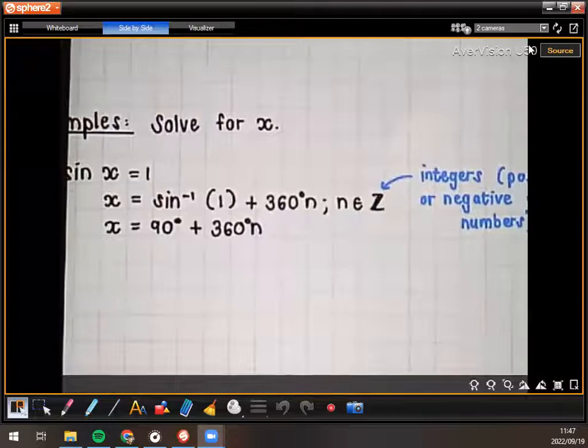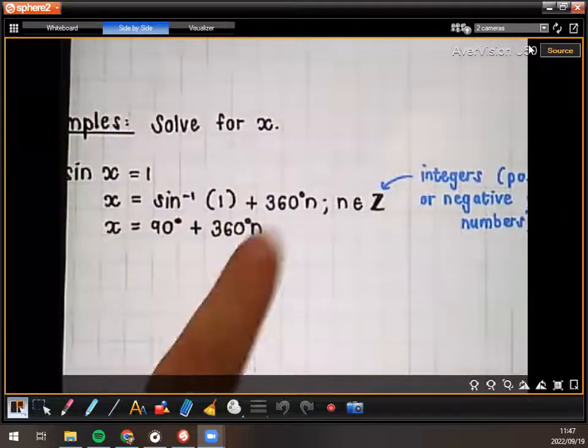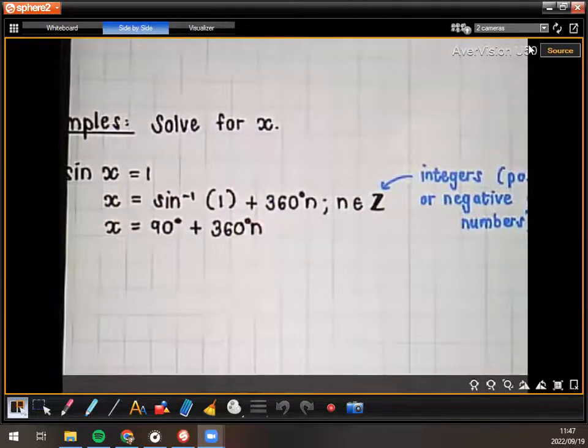That n is going to stay there, guys. This is actually giving us a formula for values of x. So it's not actually a specific x value that it's giving us. This is the formula that can give us any value of x, where sine of that value will be equal to 1.